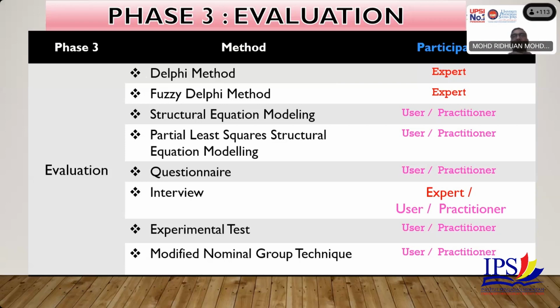I give the example like surgeon. If we design a new, what do we call it, pisau bedah tu apa? Operation knife. Operation knife. Who can evaluate that product? Only a surgeon can make an evaluation of that product. Only the surgeon can comment and give a suggestion about that medical product. Okay, so how to evaluate? The modified nominal group technique can help you.